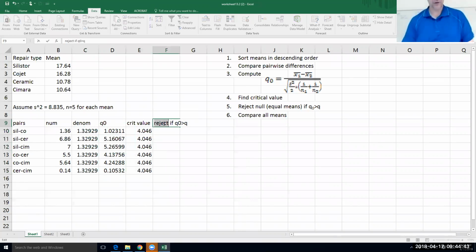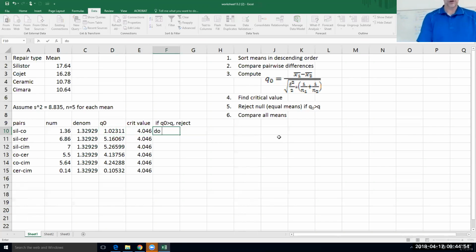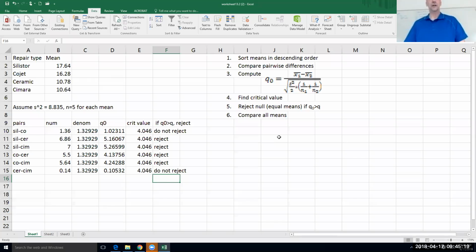Maybe I'll write it this way. If Q naught is greater than Q, reject. Okay? Is 1 greater than 4? Do not reject. Is 5 greater than 4? Yes, reject. Is 5 greater than 4? Yes, it is. Reject. How about 4.13? Is that greater? Reject. 4.24? Reject. And 0.1? Do not reject. Okay?